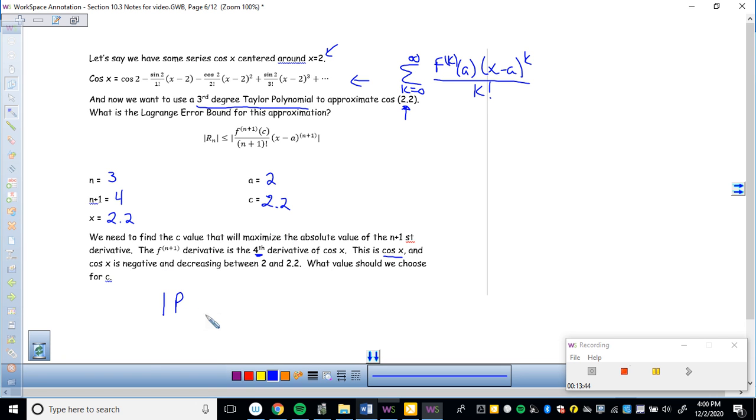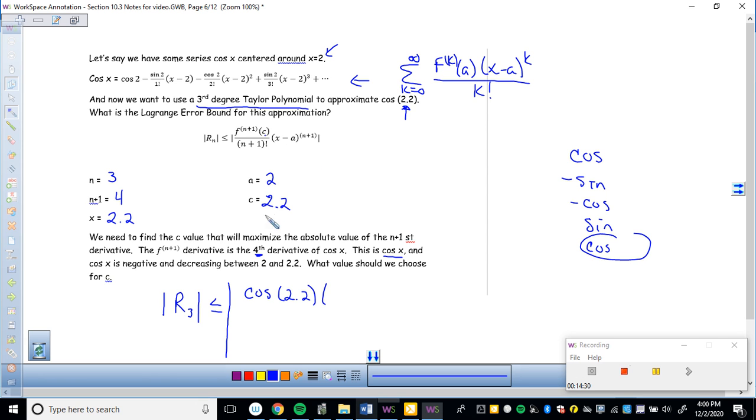We're finding the biggest Lagrange error bound, R sub n, where n was 3, because that's the order of the term that we cut the polynomial off at. The absolute value of that will be less than or equal to the absolute value of the n plus first derivative, so the fourth derivative, which we already saw. If we start with cosine, first derivative is negative sine, second derivative is negative cosine, third derivative is sine, and fourth derivative is cosine. So the fourth derivative is cosine. We want it evaluated at C, so cosine of 2.2, times x, which is 2.2, minus A, which is 2, to the n plus 1, so to the fourth, all over 4 factorial.